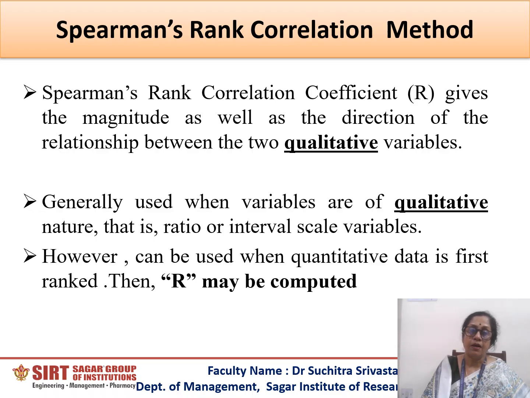It is generally used when the variables are of qualitative nature, that is, they are either on the ordinal or the interval scales. It can be used for qualitative data, and it can also be used when quantitative data is first ranked. That is, the quantitative data is first put in ranks, and then we may compute R, the Spearman's rank correlation coefficient.